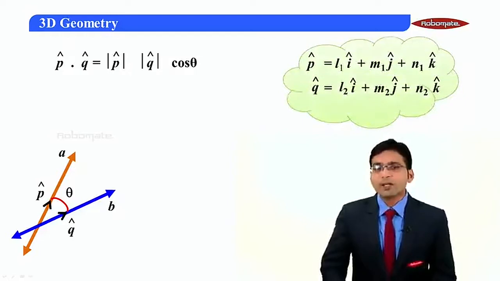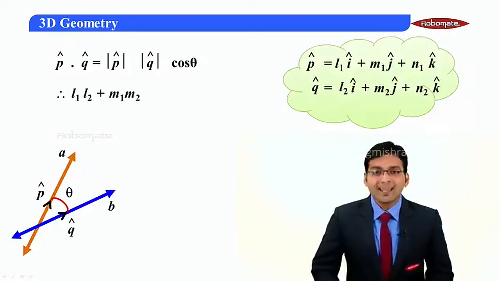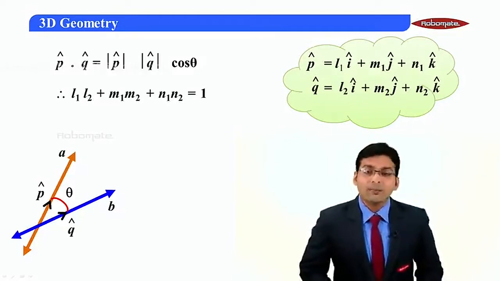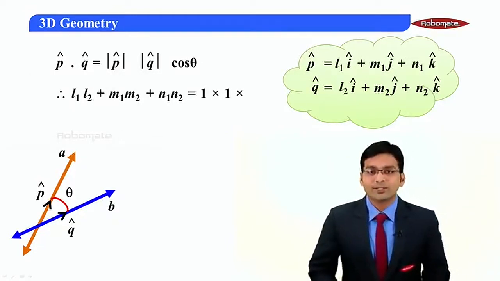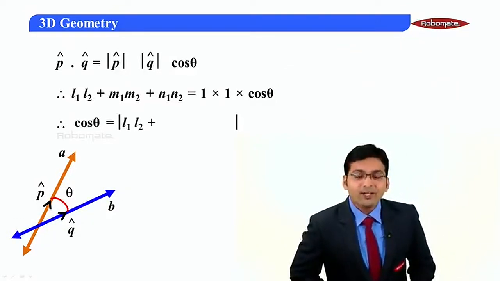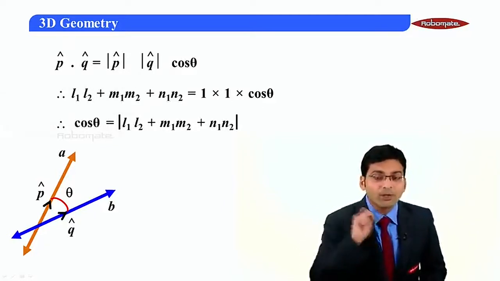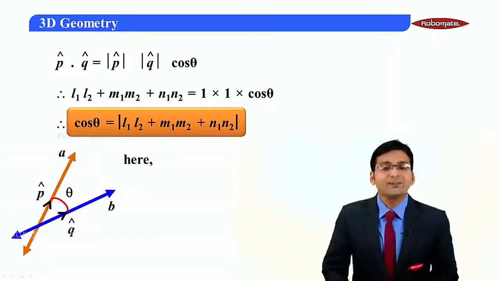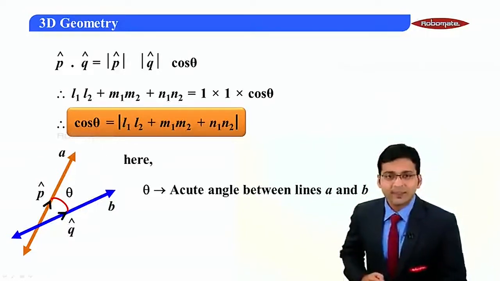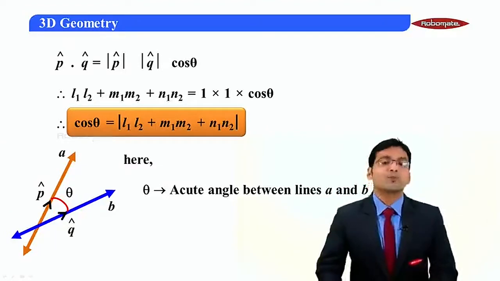Now once we have P cap and Q cap values as we calculated, the dot product will be L1 L2 plus M1 M2 plus N1 N2, and on the right hand side, magnitude of P cap is 1, magnitude of Q cap is 1, and then cos theta. Right? So here we get the expression for cos theta as L1 L2 plus M1 M2 plus N1 N2. Now students, we put this expression under modulus because we say here in this formula theta is the acute angle between the lines A and B. Alright students, so this formula is very much useful in our problems to find the angle.